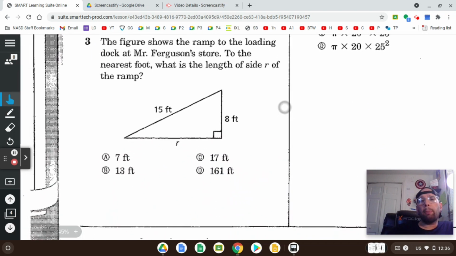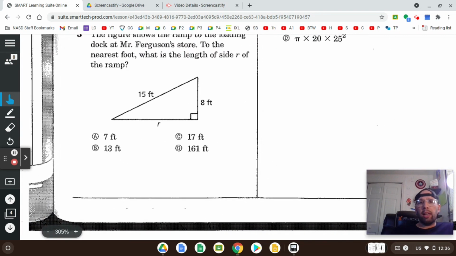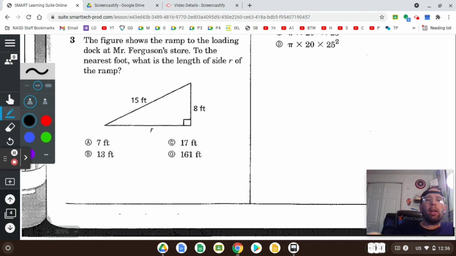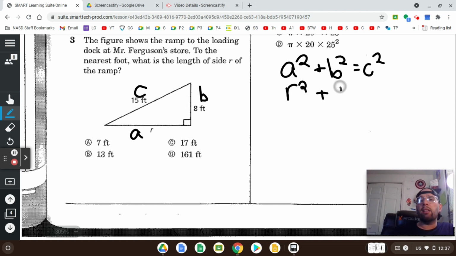The figure shows the ramp to a loading dock at Mr. Ferguson's store. To the nearest foot, what is the length of the side R of the ramp? Why don't I do that over here to the right? This is a right triangle, so a squared plus b squared is going to equal c squared. I'll call you C. Doesn't matter which one you call A or B as long as the longest side is C. So the hypotenuse is C and these legs are A and B. So instead of A, I'm going to write out R for ramp, I guess. R squared plus B is now 8 squared, and c is now 15.